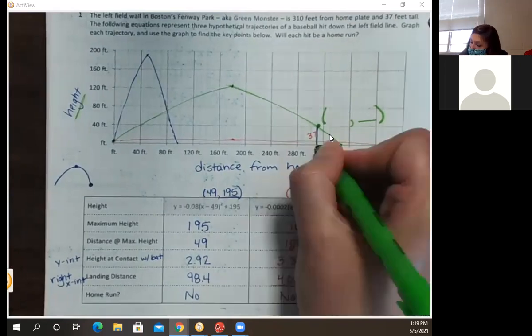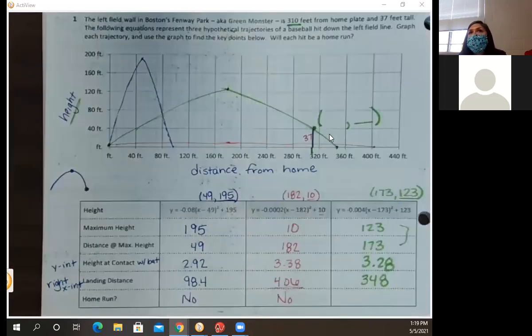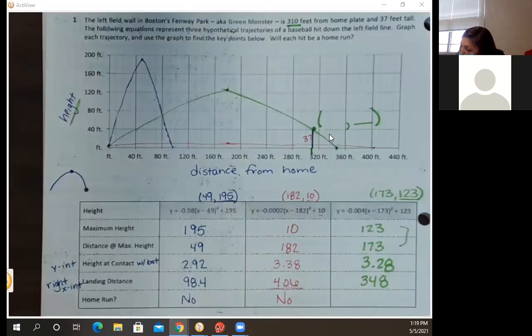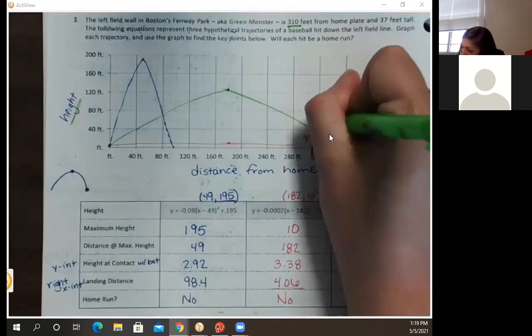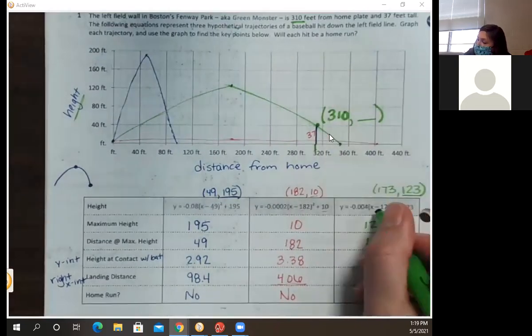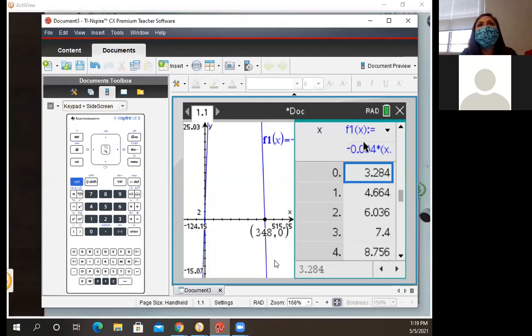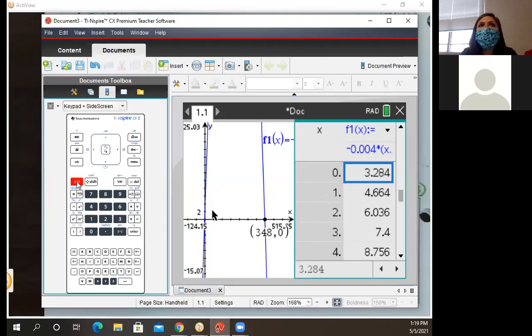The x coordinate here I know, because I know that the wall is 310 feet from home plate. So I want to know what's the coordinate when x is 310. One action is to take 310 and plug it in for x in my function. But since we've already graphed this, I'm going to use my graph to answer that question. So I'm going to go back to my calculator. And I could scroll in my table until I get to when x is 310, but that will take me a minute. So I'm going to put the table away.